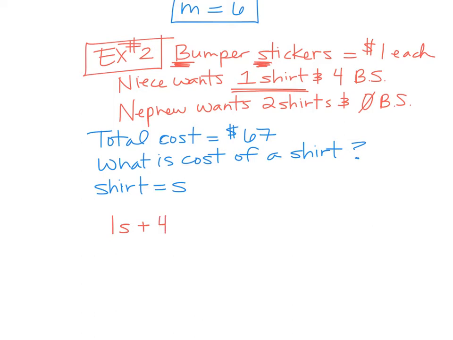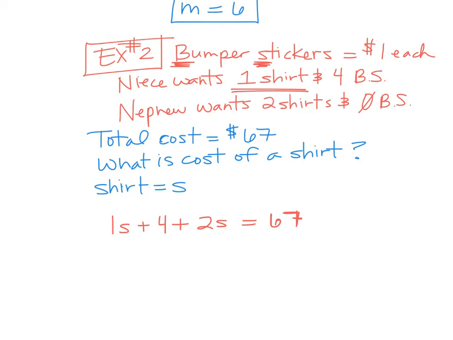Okay. The nephew wants 2 shirts, no bumper stickers. What's that going to be? 2S plus 0, right? So we don't even have to put the plus 0. We can just say plus 2S. And it says that all of that would total $67. Okay? So we're going to set that equal to 67, and then we're going to solve that.